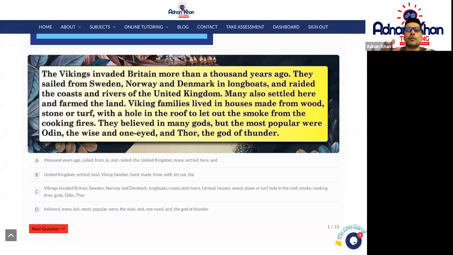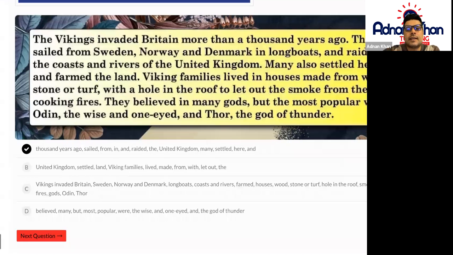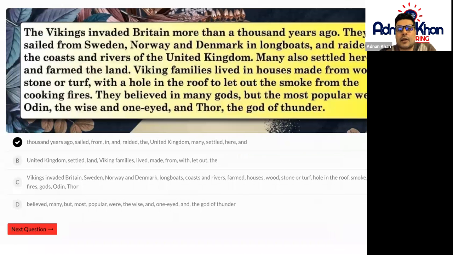Now, if you decided, in this case, to look for the keywords in the paragraphs below, that will give you a good idea of what this particular context and paragraph is about. What kind of keywords would you actually go for? Okay, would you go for part A, which says 1,000 years ago, sailed from in and raided the United Kingdom, many settled here, and okay, these are some keywords, but it doesn't quite make sense.